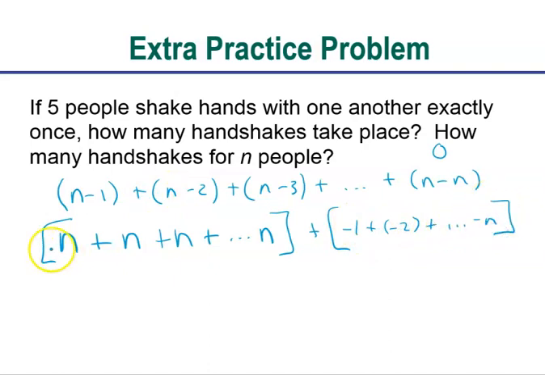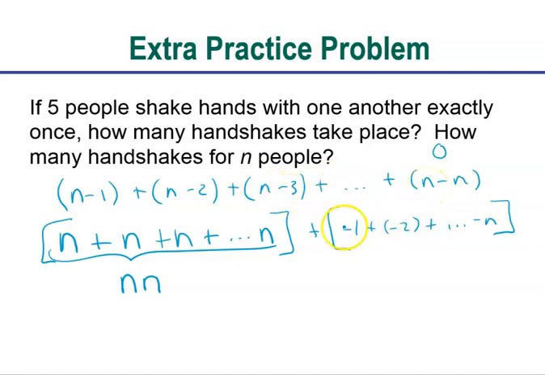Okay, now how many n's do we have right here? Well, there's actually n of them, right? Because we started with n, counting from 1 all the way down to -n. That's n of these. So there are n n's. Hang with me. All right, now over here, every one of these is negative, right? -1, -2, -3, all the way to -n.